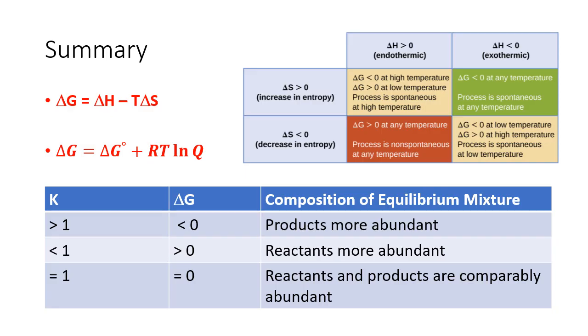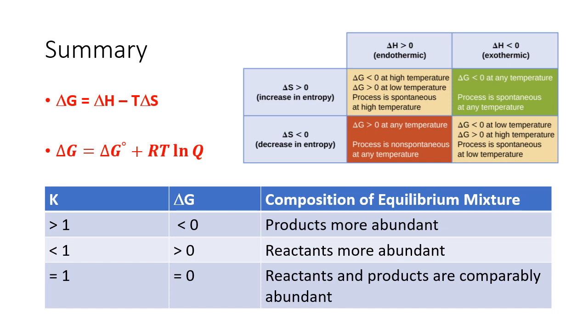To summarize, delta G is equal to delta H minus T delta S. It is also equal to delta G standard plus RT ln Q. Whether or not something is spontaneous depends on your delta H, delta S, and your sign. When delta G is negative, it's spontaneous. An exothermic reaction with increasing entropy will always be spontaneous. If we have an endothermic reaction decreasing in entropy, it will always be non-spontaneous.